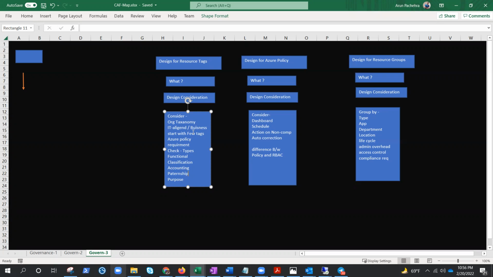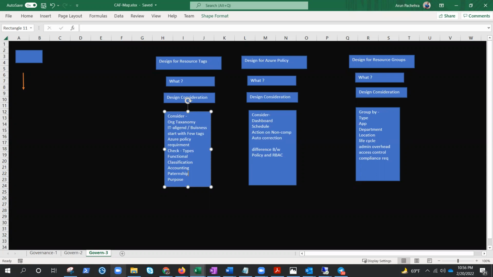Now, if you're wondering what these are, let me try to explain a little bit. IT-aligned tagging is more about workload, application, function, or environment criteria. However, business-aligned tagging goes with accounting, business ownership, cost responsibility, or business criticality, those things. You can apply both strategies.